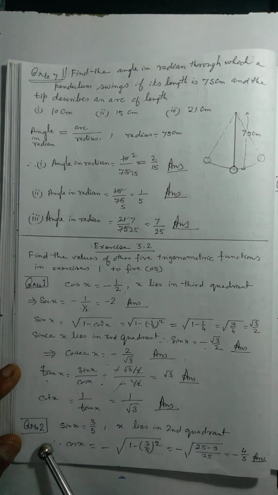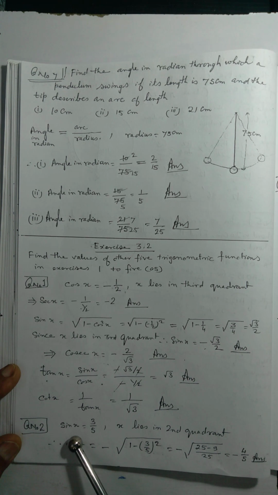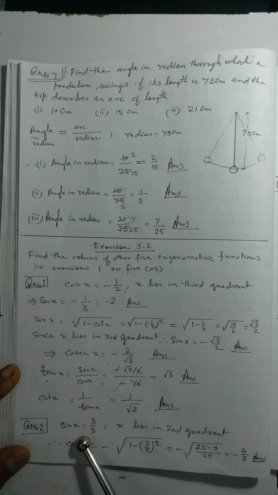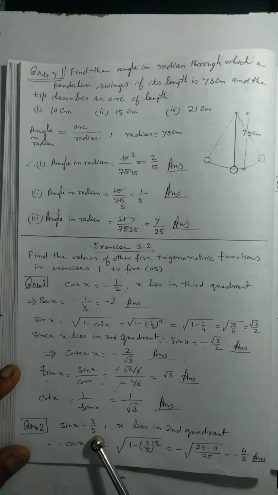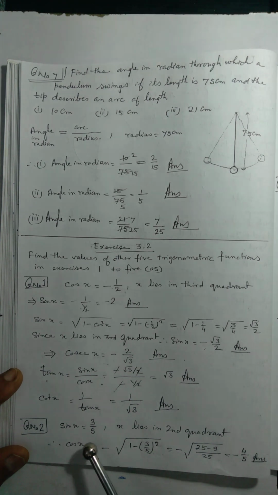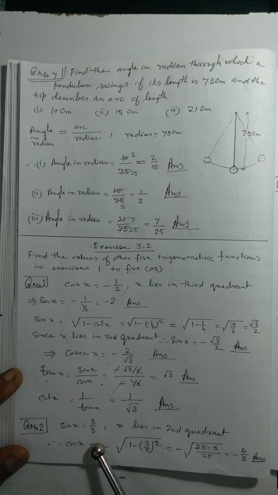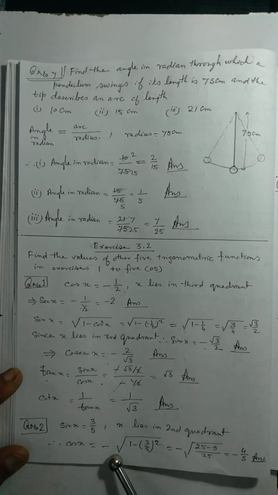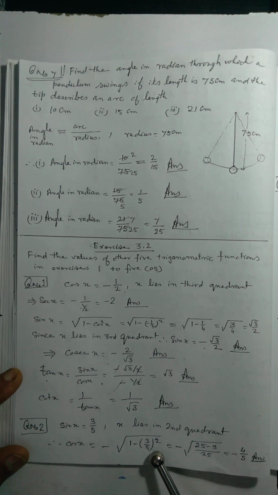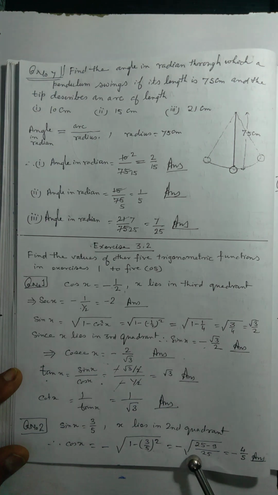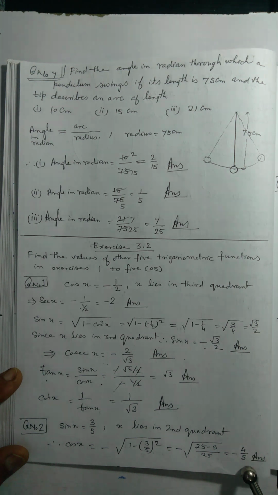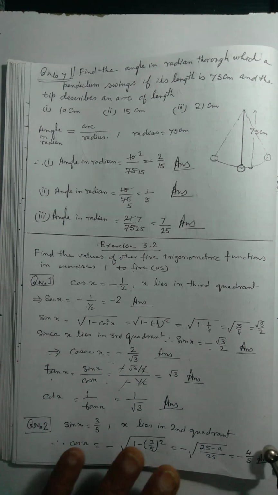Now come to question number 2. Sin x is equal to 3 by 5. This is given, we have to find the remaining 5 trigonometric ratios. x lies in the second quadrant, so this means sin x will be positive and cos x will be negative. See, I have already put the minus, root of 1 minus 3 by 5 whole square. Further solved, minus root of 25 minus 9 by 25, minus 4 by 5. This will be the cos x.